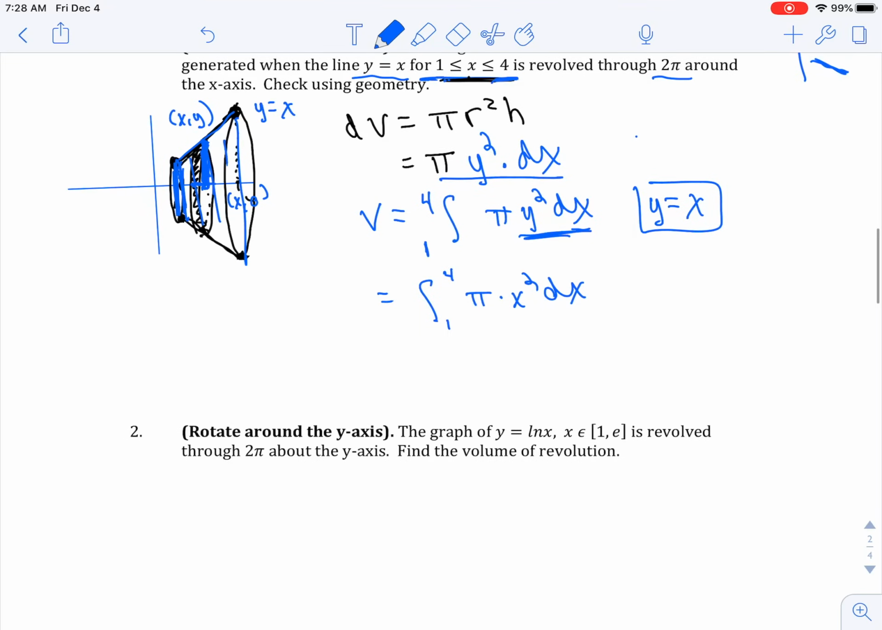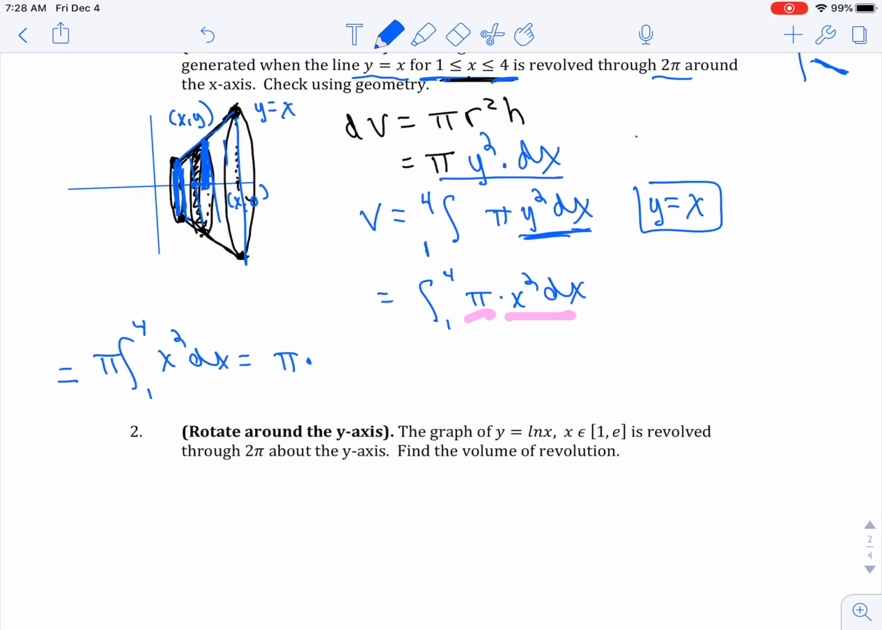All right, so then if I want to finish this up by hand, I need to do the integration. And notice that this is an integral of a constant times a function. And so you can bring that constant out in front. I'm going to move over here so I can make a little more room. So I get pi times the integral from 1 to 4 of x squared dx.